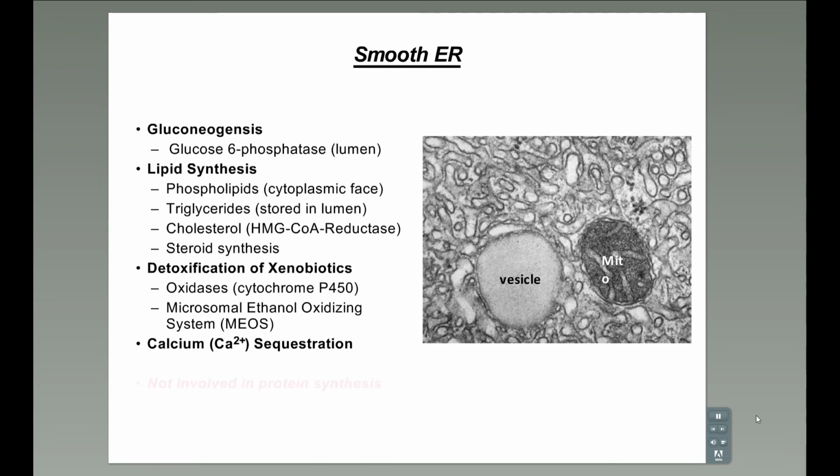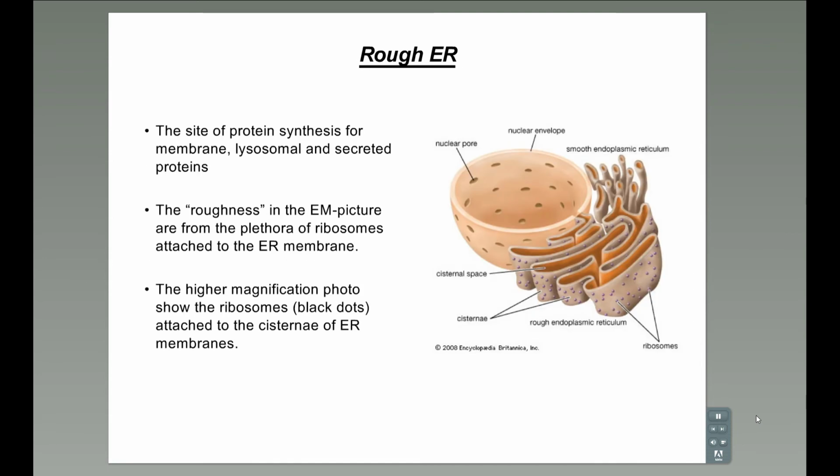ER. One thing you have to remember about smooth ER, although it's important, is that it has no role in protein synthesis for the most part. Smooth ER is more of a detoxification, sequestering, as well as lipid synthesis compartment.